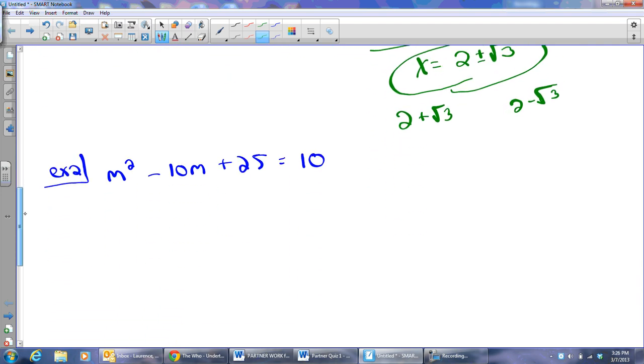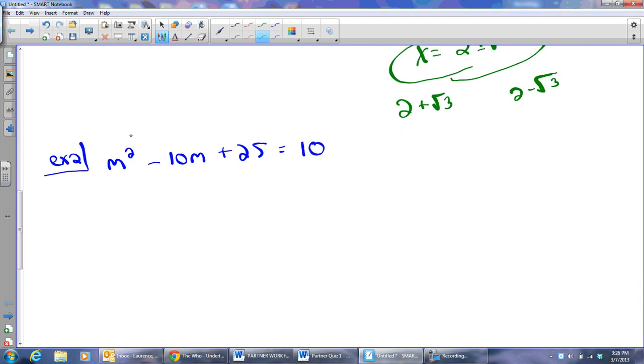All right, here's another one where I already have a perfect square trinomial. m squared is a perfect square. The square root is m. 25 is a perfect square. The square root is 5. 5 times m, 5m, doubled is 10m. So this is going to factor as m minus 5 quantity squared. That equals 10.